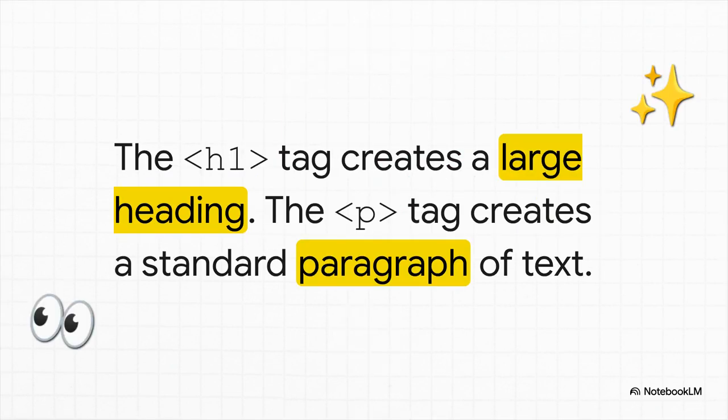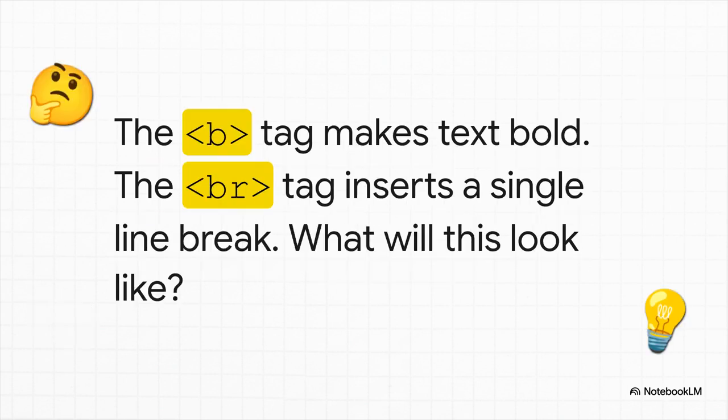See how that works? The browser knows that H1 means make this text big and bold, and that P just means make this a normal paragraph. The tags themselves completely disappear, leaving behind only the nicely formatted content. Pretty simple, right? Let's try two more real quick.